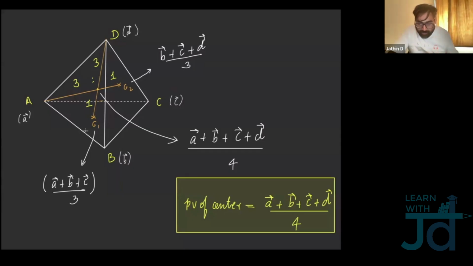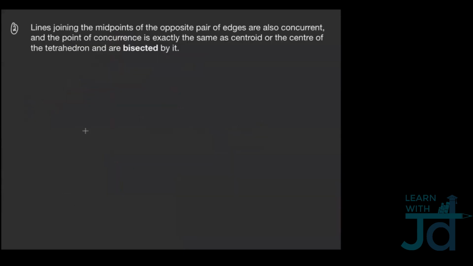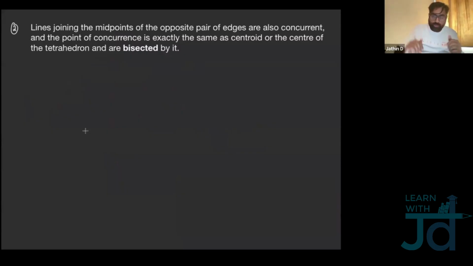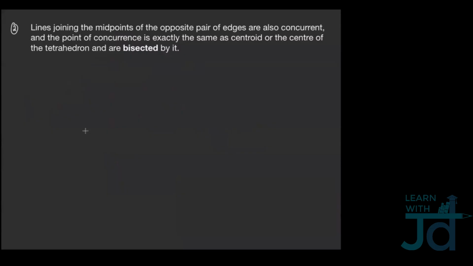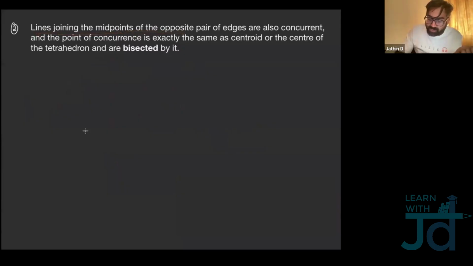So this is done. Now first I'll explain this and show you also. Lines joining the midpoints of the opposite pairs of edges are also concurrent, and the point of concurrence is exactly the same as the centroid or the center of the tetrahedron and they are bisected by it. So read it one more time and see what you understood.